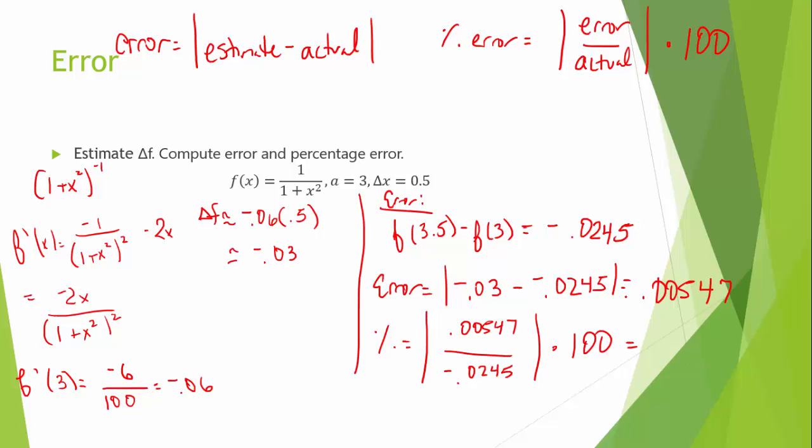And we get that we are off by 22%, which is not the greatest of approximation. I guess if we made our delta x a little smaller, our error would probably go down. It's probably because we're a little bit far away.